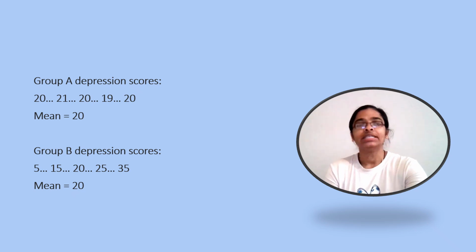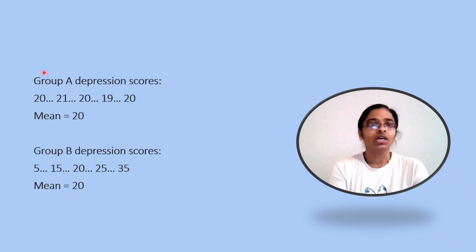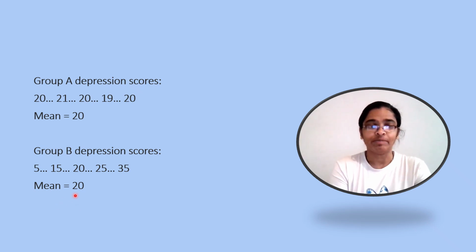So let's look at an example. Imagine two groups of patients here. Group A has depression scores of 20, 21, 20, 19, 20. So the mean is 20 for group A. Group B has depression scores of 5, 15, 20, 25, 35. Again, if we look at the mean, it will be 20.